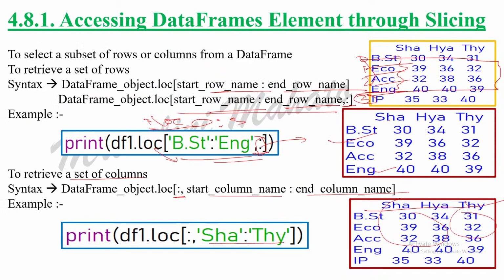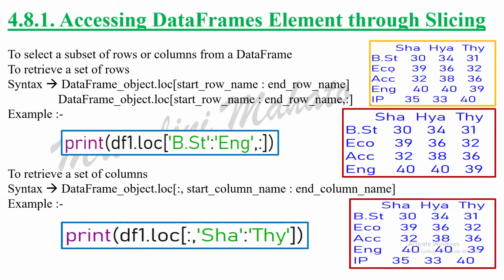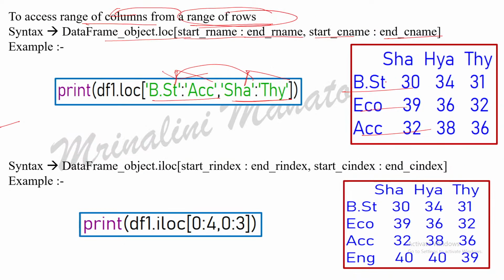Look here, this is our data frame. BST to accounts, what is in between? Economics. So that is why economics will also display. BST to accounts, okay, sa to thi.